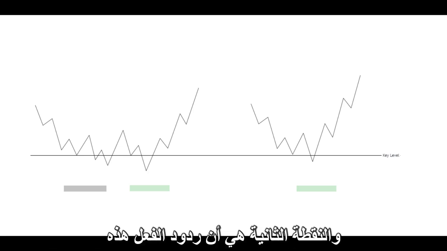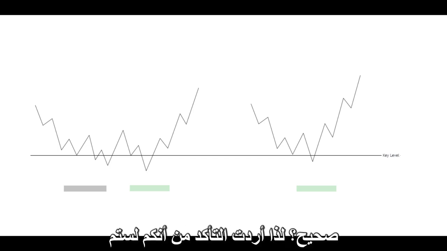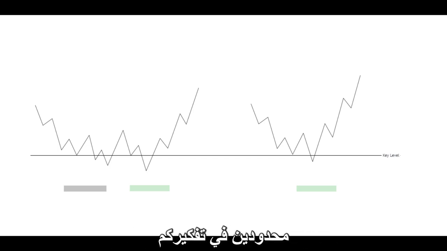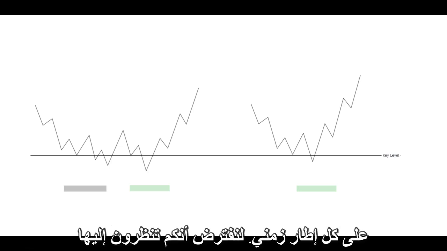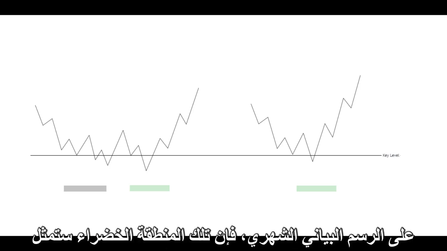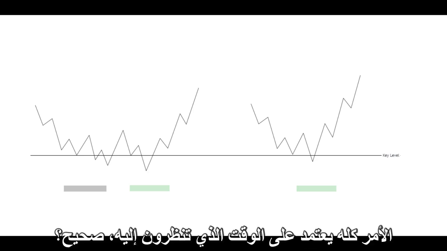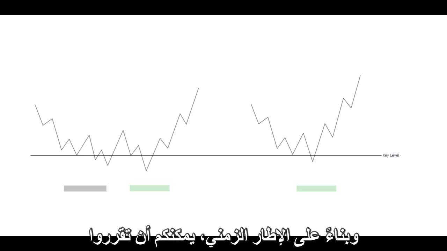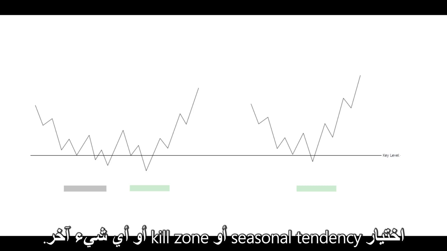And the second point is that these reactions I have shown are fractal, right? Meaning you will be able to find them on all time frames depending upon time frame alignment, right? So I wanted to make sure that you aren't limited in your thinking that it only happens on the 15 minute or the 4 hour or whatever, right? It happens on every single time frame. Let's say if you are looking at it on a monthly chart, then that green area would represent a seasonal bullish tendency, right? So it all depends upon the time frame that you are looking at, right? And then based on the time frame, you can decide whether you want to choose a seasonal tendency, where you want to choose a kill zone or whatever, right?